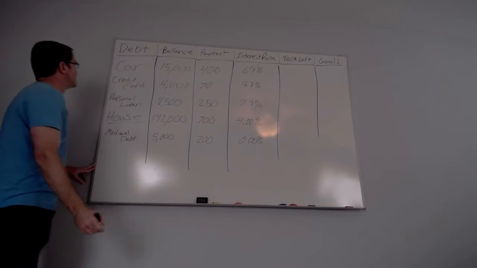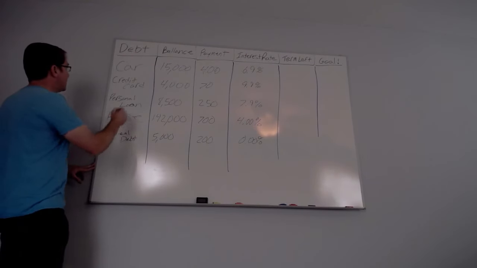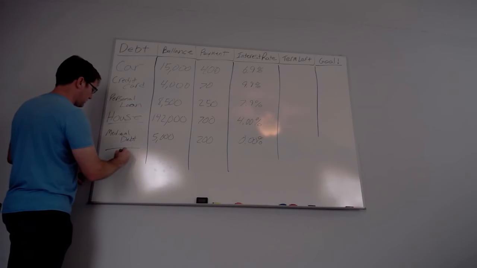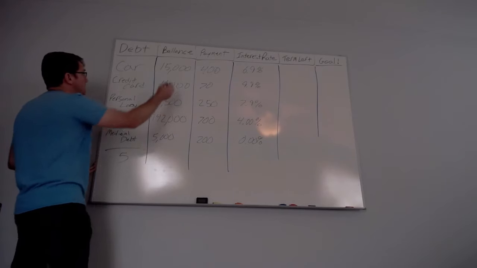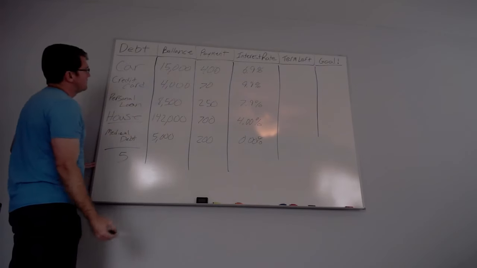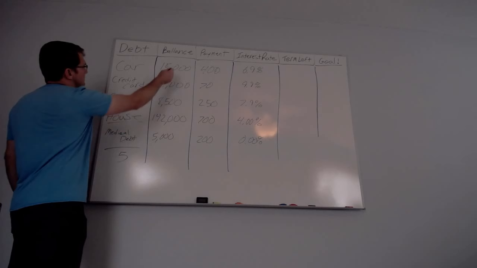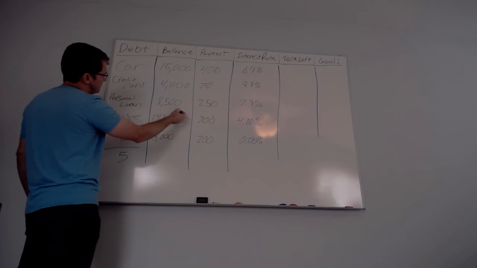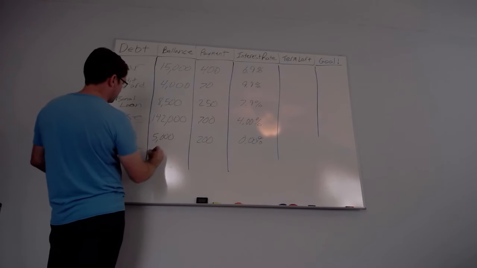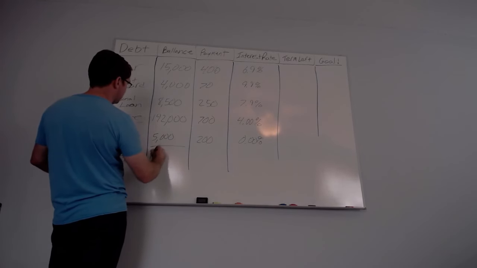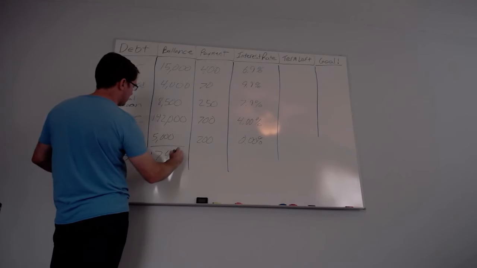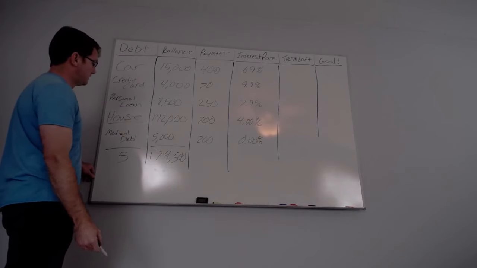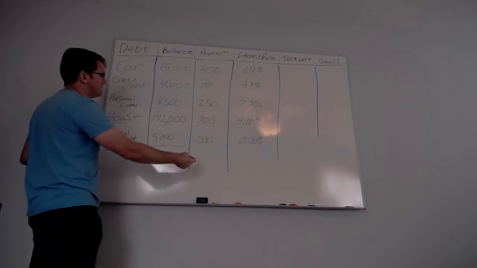Okay. So let's add up. 1, 2, 3, 4, 5. Yeah, 5 lines of debt. Let's add this up. Oh, I should have picked easier numbers. Well, there's 20,000, 24,000, 32,500, 174,500. Okay, 174,500 is how much debt this person has.